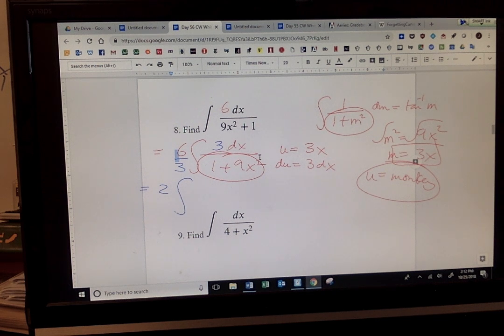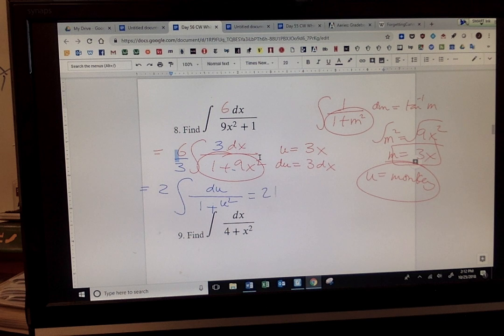Oh, I forgot to write this here. Oh, 3dx here. Is that just du? Over 1 plus, guys, 3x is u. So 9x squared becomes u squared. Look at the magic. Look at the magic. Isn't this guy that guy? You see?